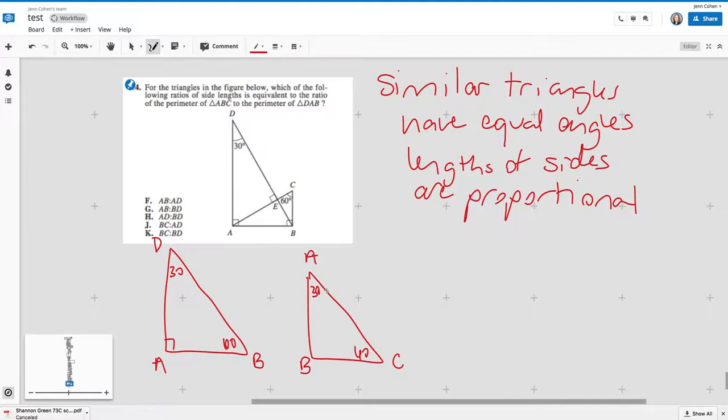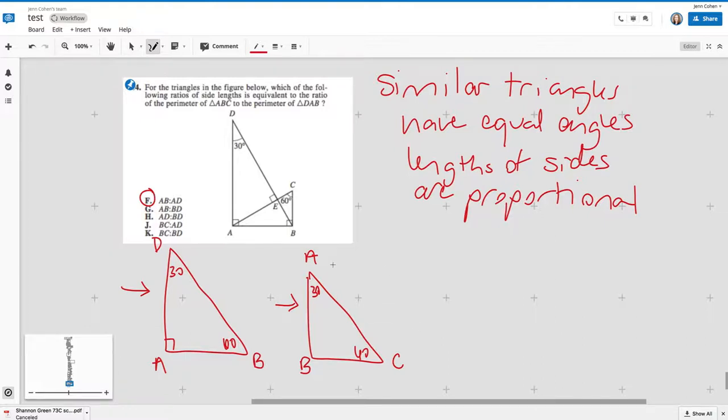So you just want to find the similar sides. The question is asking for the ratio of the perimeters of the two triangles to each other, so you just want to find which sides are equivalent. If you look at these two triangles, AB here and AD here are the equivalent sides, and that is answer choice F. But just to be sure, you want to look at all of the other answer choices as well.